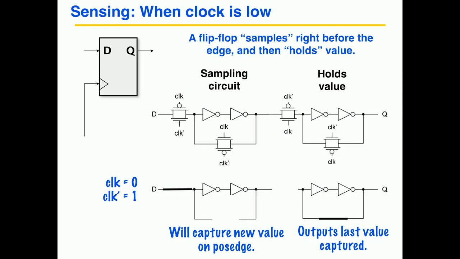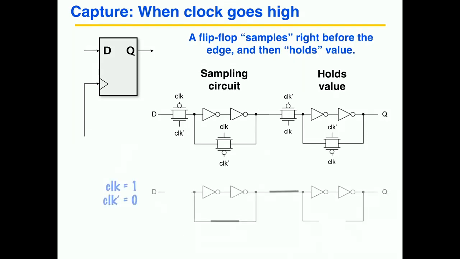Right when the clock goes to 1, just shown here, this one closes its feedback, so it's now captured. This one gets transparent, and then it just gets passed through to the output. So that's just to remind you how the flip-flop works.